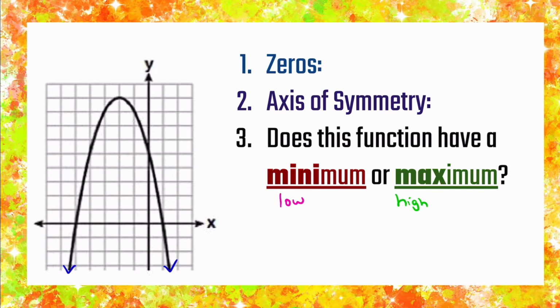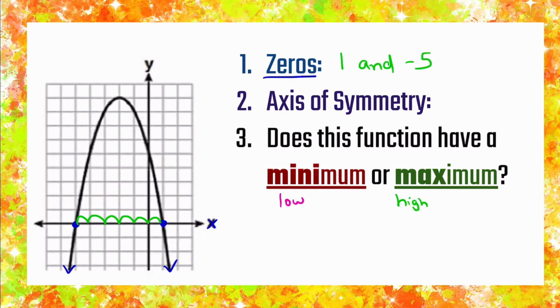For example, we can tell the zeros. The zeros are where your graph touches the x-axis. So what would those two zeros be? Well, one of them is going to be +1. The other one is going to be -1, -2, -3, -4, -5.